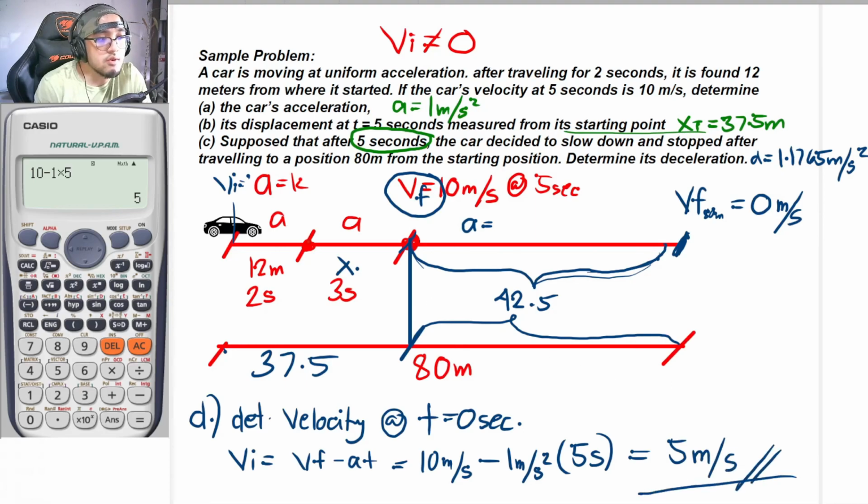Okay, so take note that this is not equal to 0 because it is stated in the problem that it did not start from rest. And if it were starting from rest, your VI should be equal to 0. So there.